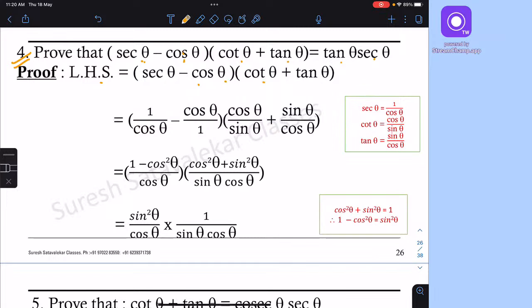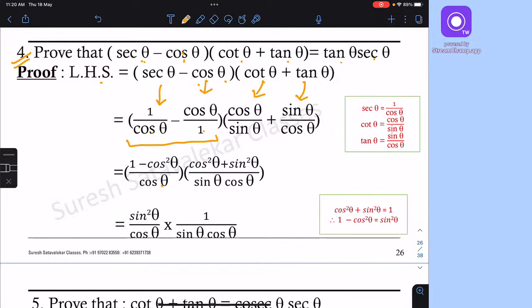Generally, whenever you are confused, it is always advisable to write sec as 1 upon cos, tan is equal to sin upon cos, cot is equal to cos upon sin. If you write everything in sin and cos, generally the problem simplifies. So I am writing sec theta as 1 upon cos theta. Then cos theta I am writing as cos theta upon 1. Cot theta means cos theta upon sin theta. And tan theta means sin theta upon cos theta. Now to operate on 1 upon cos theta minus cos theta upon 1, the LCM of the denominators is cos theta.